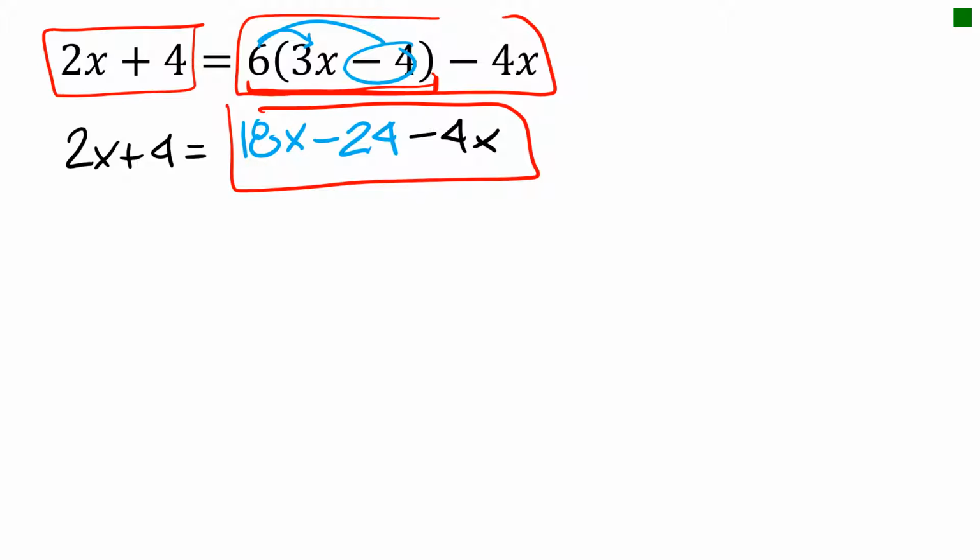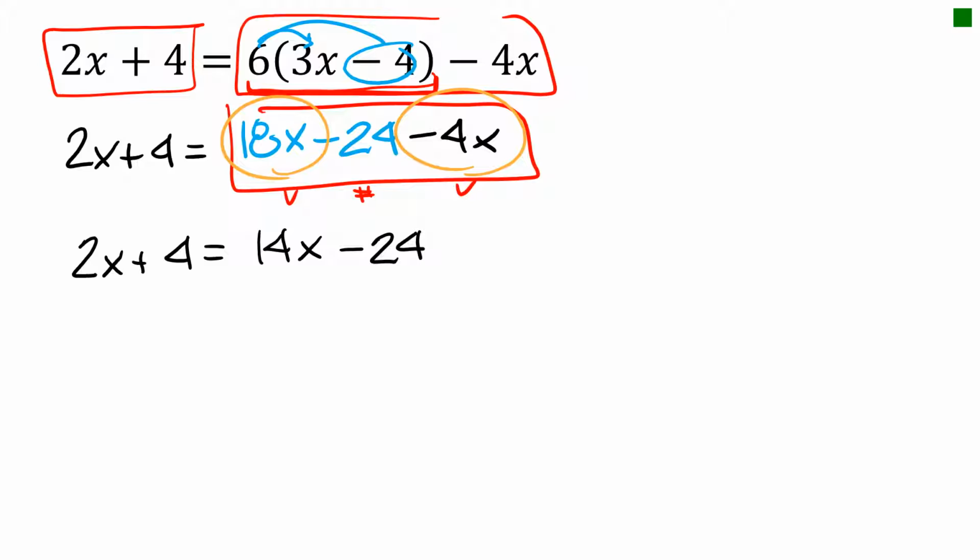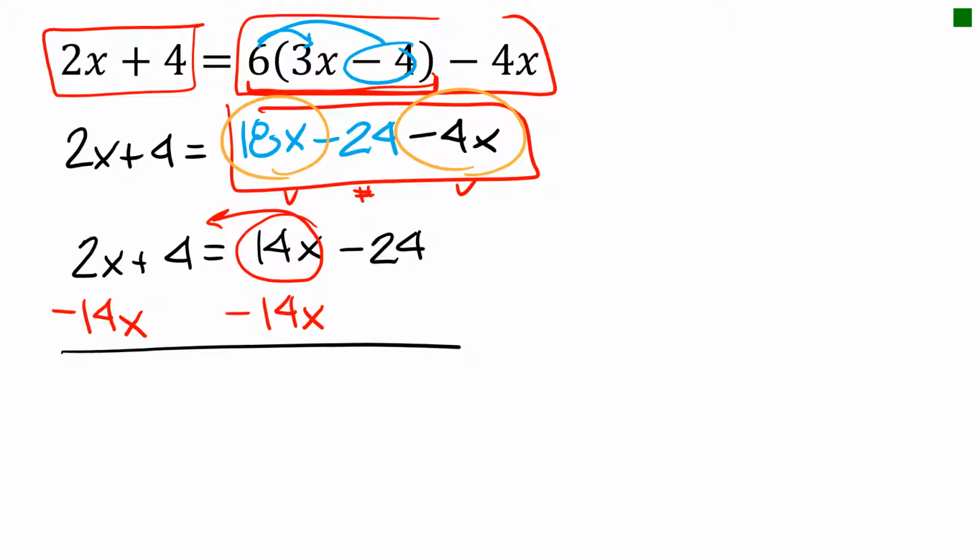Right-hand side still needs to be cleaned up. I've got a variable term, a number term, a variable term. So I'm going to add my two variable terms together. Left-hand side still 2x plus 4 equals 18x minus 4x is 14x, and I still have minus 24. Need to move this 14x from the right-hand side to the left-hand side. I'm going to do that by subtracting 14x. Over here on the left, 2 minus 14 is negative 12x. I still have plus 4. Those cancel, so it equals negative 24.